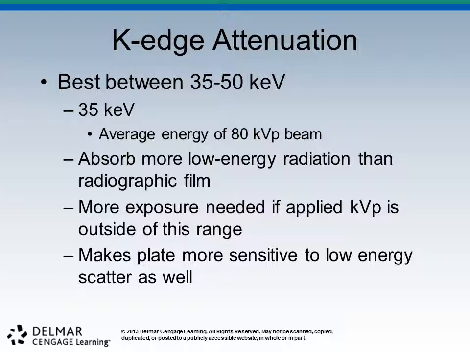So when you shoot something at 80 kVp, this slide indicates that it's going to be about 35 keV average energy. You're just really getting into this K edge area, which is where you need to be. Bottom line, as long as you're somewhere around in here, your patient dose will continue to decrease. If we're outside that range, we're going to need more exposure. So your patient dose will go up.